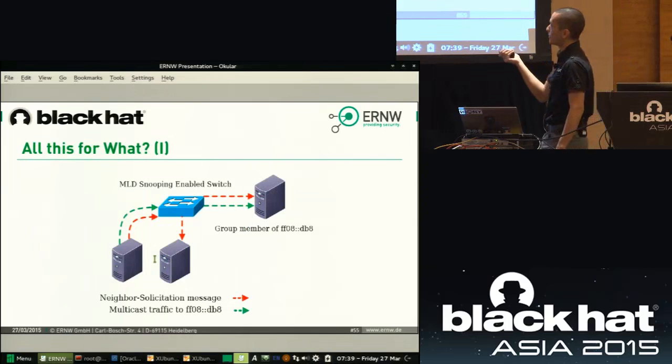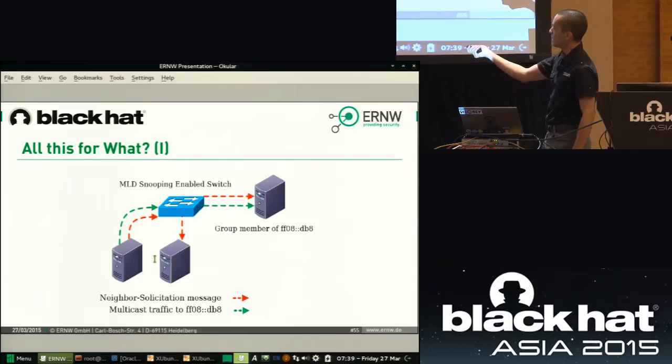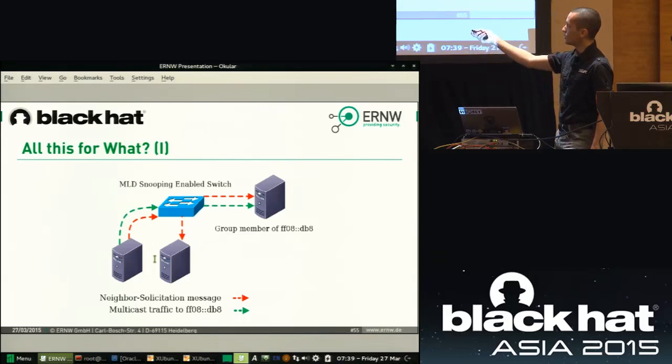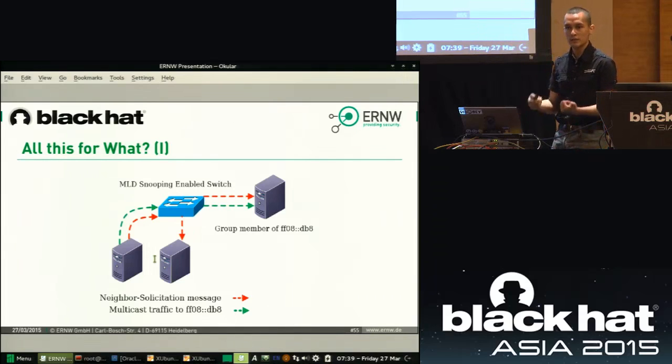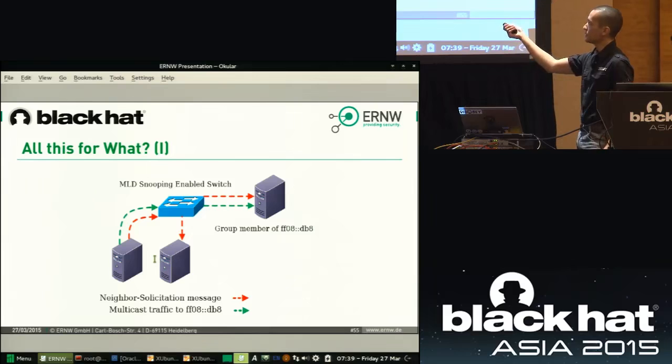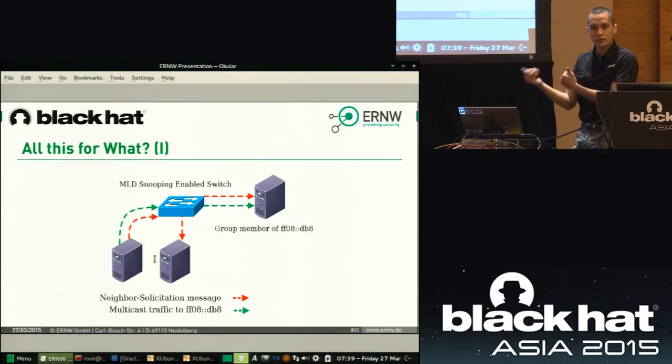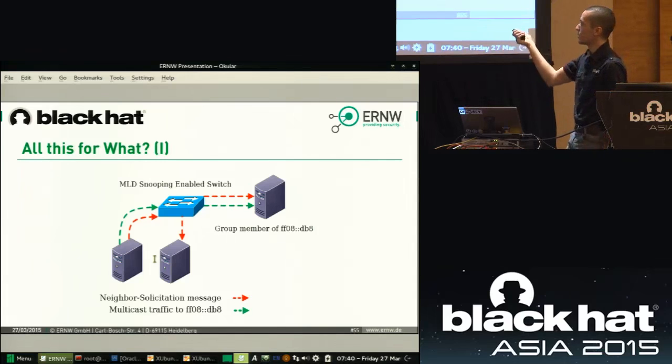So this is the scenario. The green line is using normal multicast traffic. The switch behaves in the way you would expect. If you have MLD snooping enabled, the sender sends some multicast data, and only the systems which joined the multicast group get it. However, when you use neighbor solicitation messages, for example, everyone gets them. So what's the point of MLD snooping?